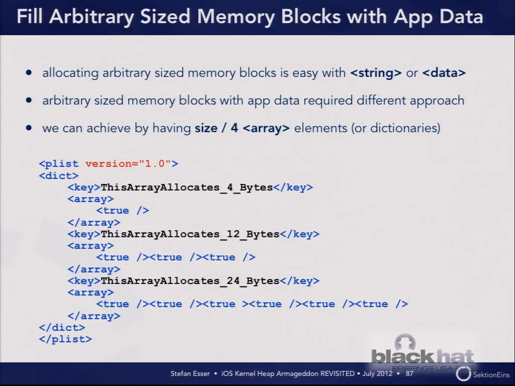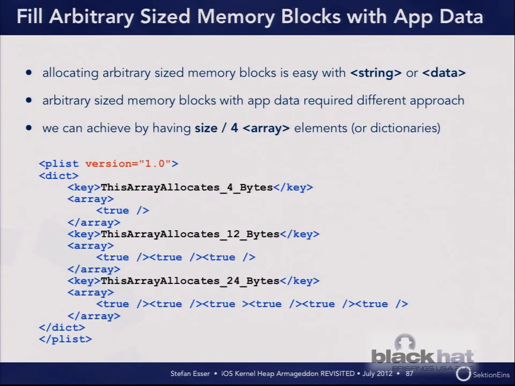And this is very easy because I can just create arrays with an arbitrary number of elements, and each element inside the array is like a pointer to an object, and if I manipulate this pointer, I can achieve code execution. So if I want to allocate like 344 bytes, I will just put the size and divide it by 4, and then I know how many elements I need to put into the array.